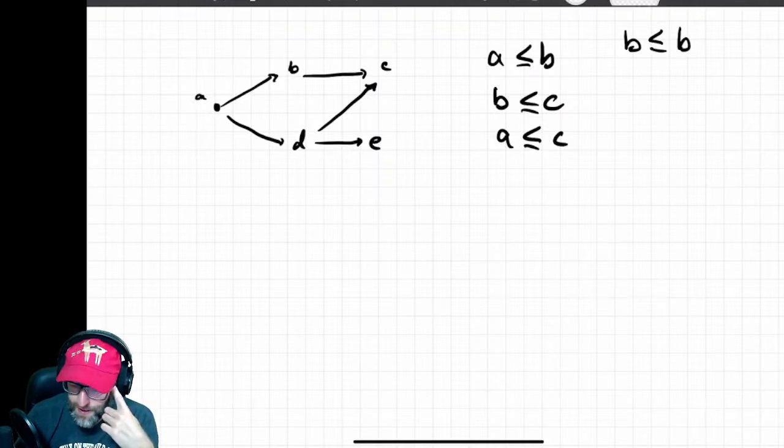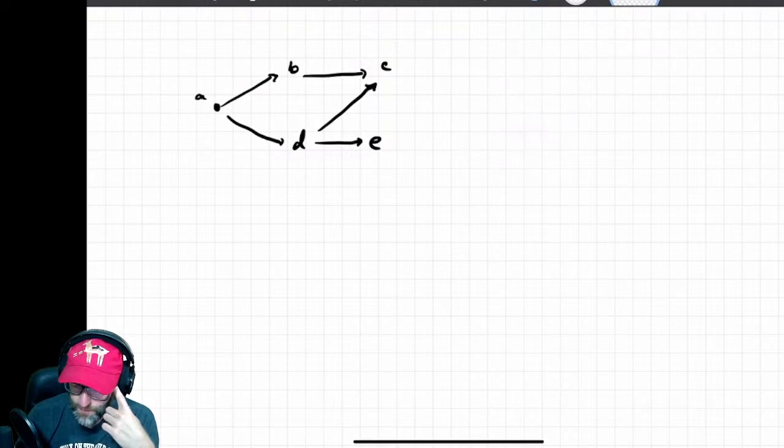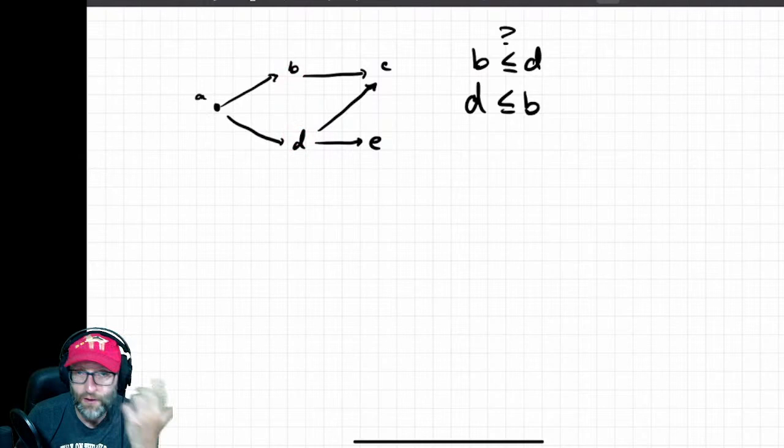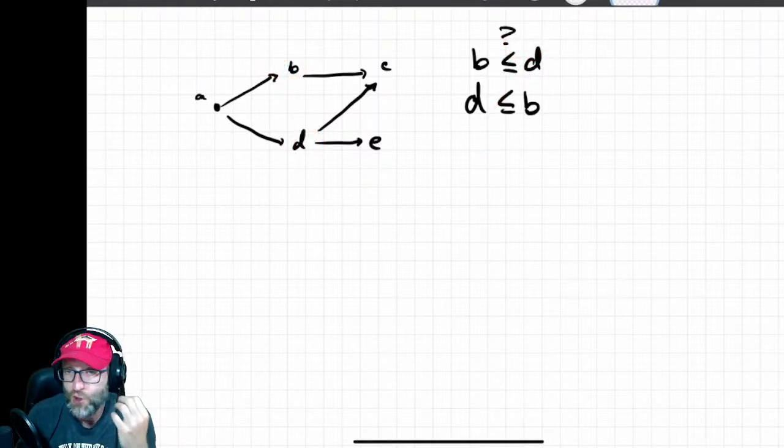But some things are incomparable. So for example, does B come before D, or does D come before B? Which one is it? Well, the way that I wrote my DAG here, this poset, these are incomparable. I don't know. B could come before D. It doesn't matter. D could come before B. So who cares? That's not part of the relation. It's not a total order.